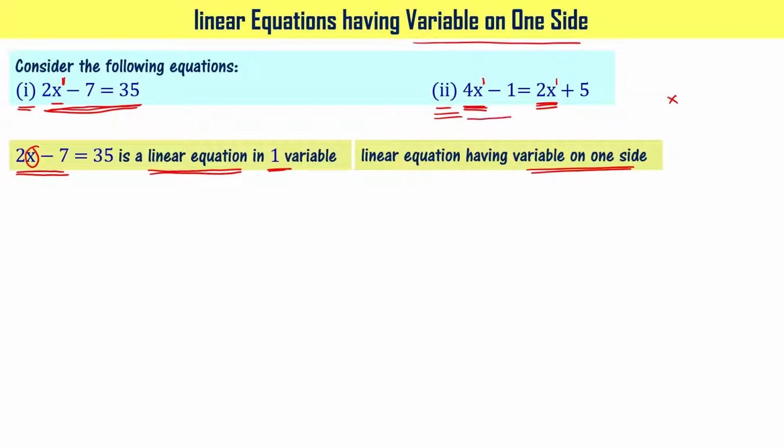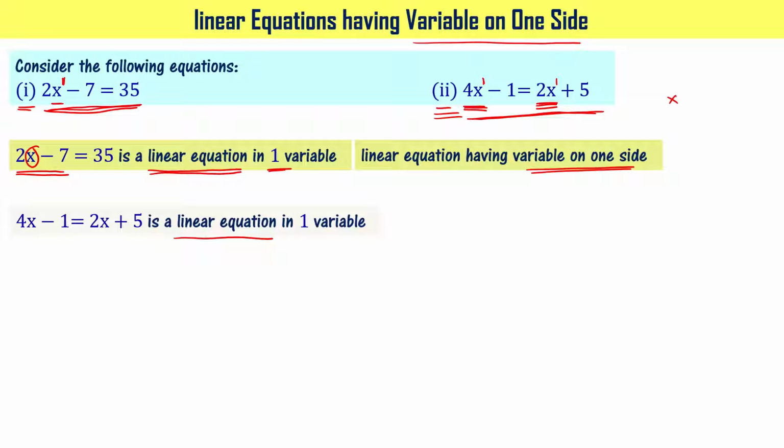For that reason, we say that the degree of this whole equation is 1. When the degree of the whole equation is 1, what do you call it? You call it a linear equation, right? Now, 4x minus 1 equal to 2x plus 5 is a linear equation, and it is a linear equation in one variable. The reason is that though you have two terms containing x, both the terms have got only one variable, that is x, right? For that reason, we say that it is a linear equation in one variable.